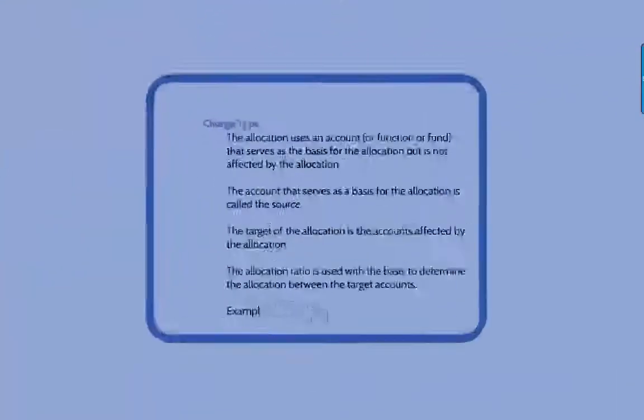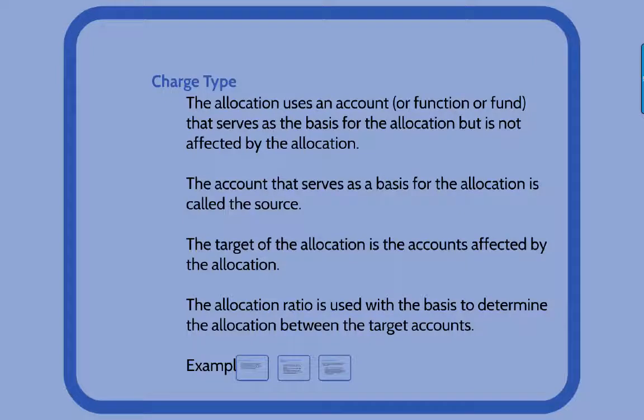The other type of allocation is a charge type. The charge type allocation does not affect the source. The source is used in the calculation as a basis of the calculation, but it is not affected. Okay? And so the account that serves as the basis for the allocation is called the source. Okay? The targets are the two accounts or more that are affected by the allocation, and it's done based on the allocation ratio.